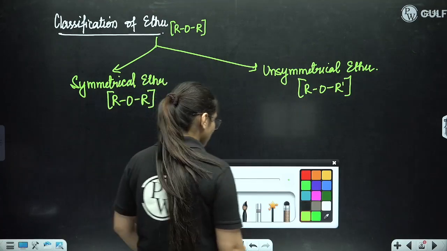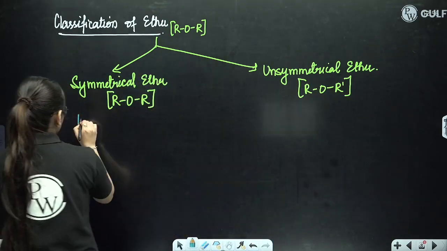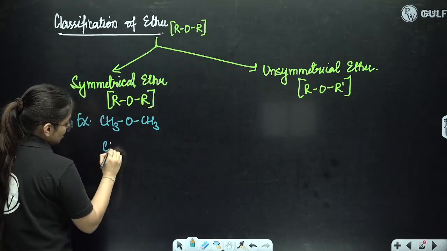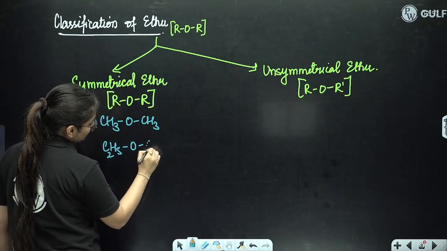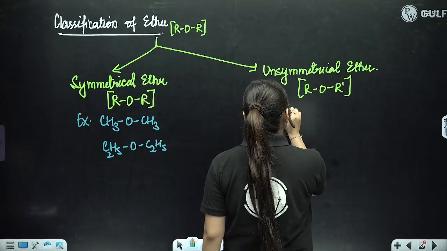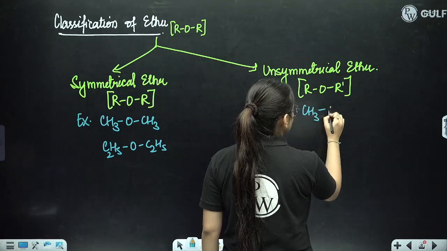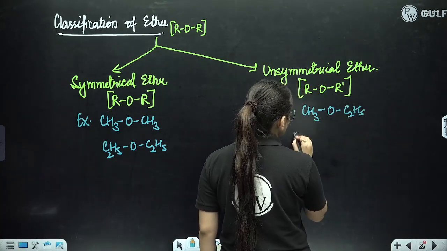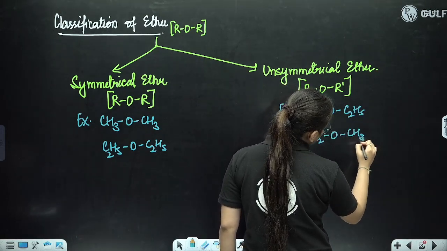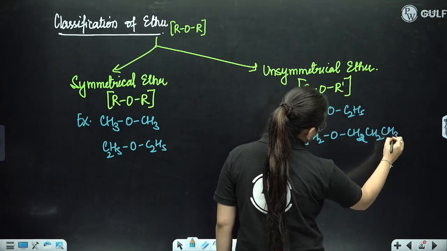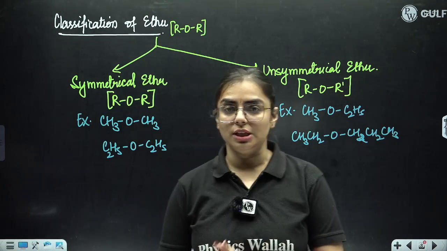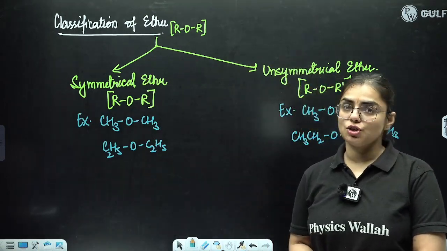Okay. Now, let's take a general example of symmetrical ether, that is CH3OCH3, or C2H5OC2H5. That means over here both the groups are going to be same. But over here in the unsymmetrical ether, it is CH3OC2H5, or you can say CH3CH2OCH2CH3. When there is different number of carbon chains on both the ends, that creates an unsymmetrical ether. So this is basically the classification of ether, students.